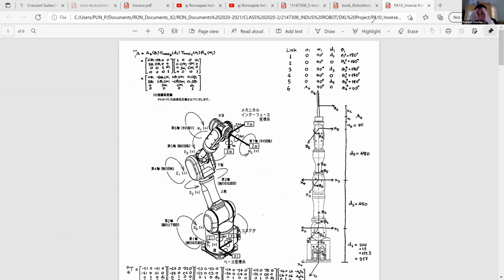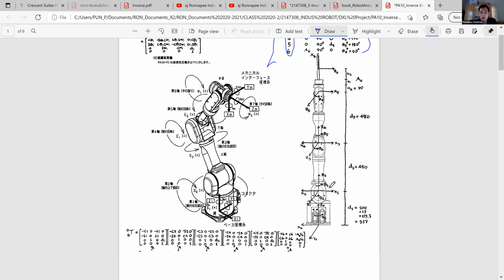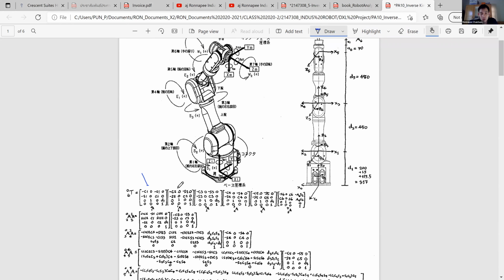I'm going to have maybe 5 more minutes to talk about this part. The MATLAB program that I just showed to you is actually the program that follows this robot structure, the PA10 robot. The degrees of freedom that we use are 6 degrees of freedom. And we have this table of the DH parameters, and we compose the homogeneous transform matrix of each joint.